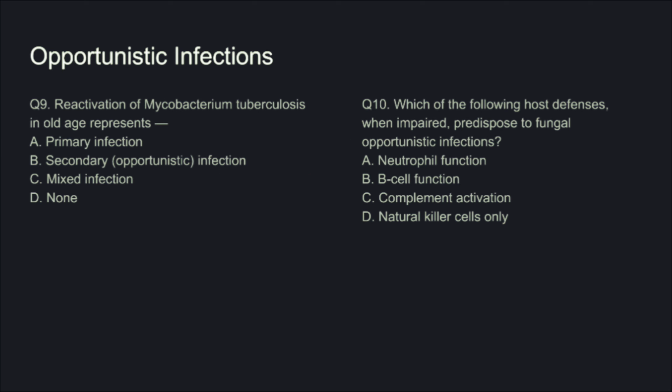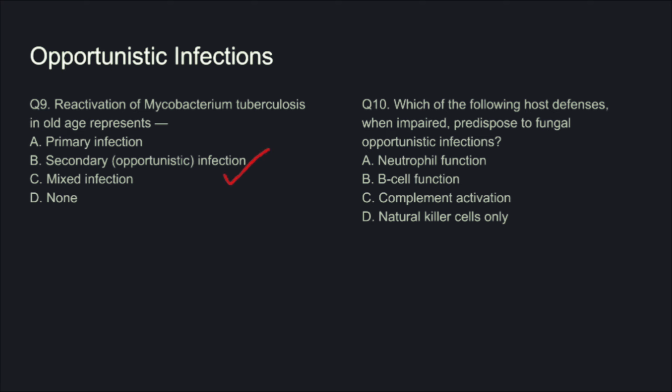Question number 9. Reactivation of Mycobacterium tuberculosis in old age represents A, primary infection, B, secondary or opportunistic infection, C, mixed infection, and D, none. So the correct answer for this question is option B, secondary or opportunistic infection.